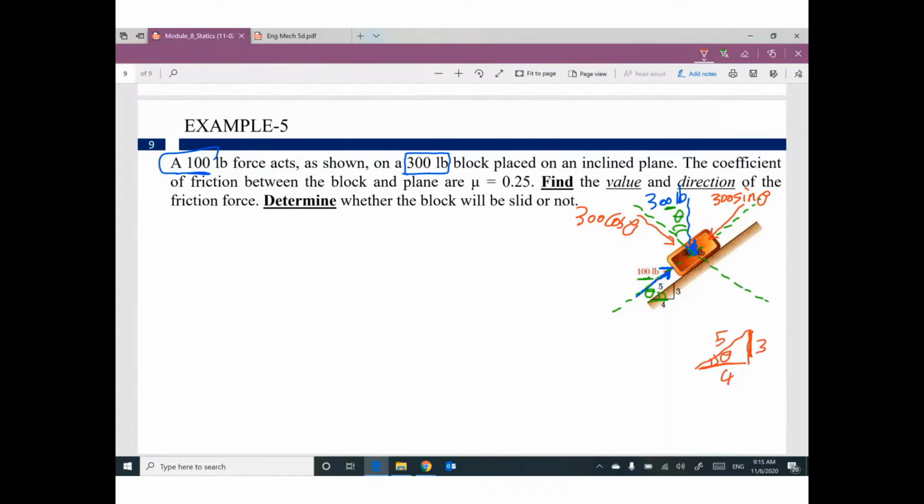By the way, this angle theta will be inside a right angle triangle 4, 3, 5. So I can figure out the value of sine theta equals 3/5 and the value of cosine theta equals 4/5. So I can remove sine theta and put 3/5. This value will be, I think, 180. Yes, 180. And this value will be 240, I think.